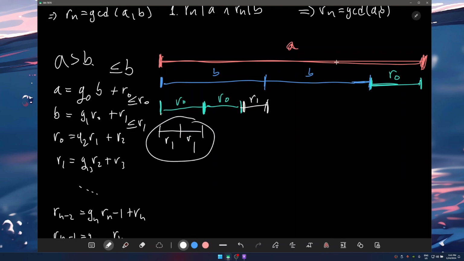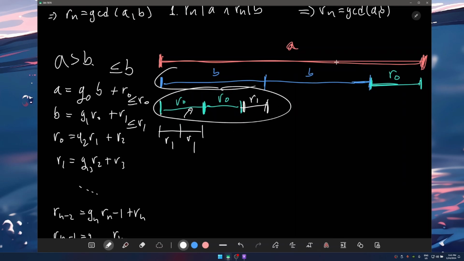If it fits in here, then it fits in this guy, which fits in the whole thing, and because it's R1 itself, then it fits in this thing. And then if it fits in all this thing, then it fits in B.